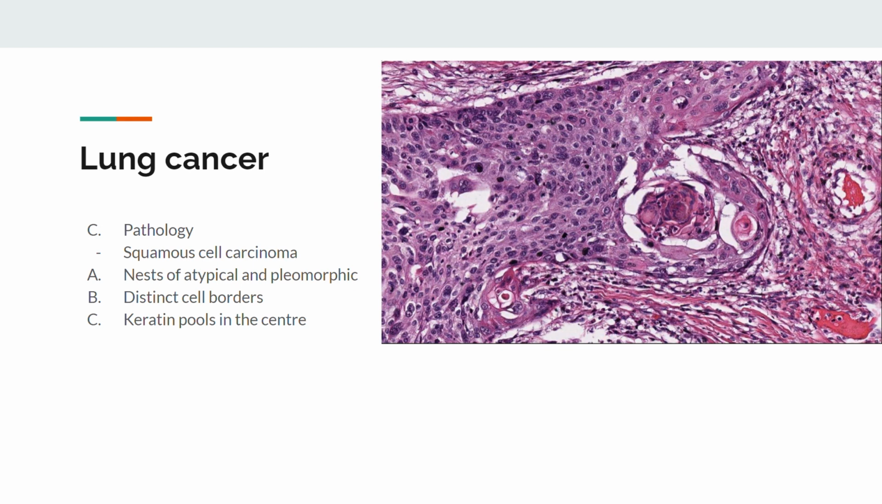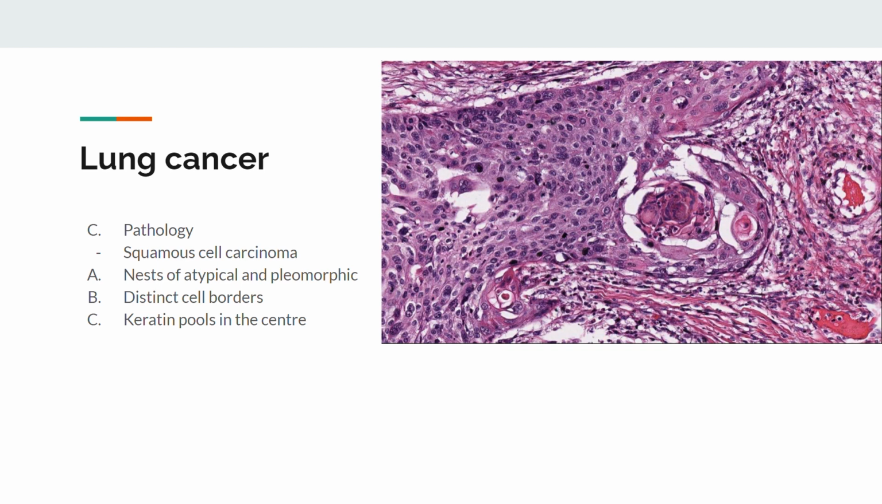So now we're just going to get into some pathology. This is the third thing you need to know. It's the pathology, what they actually look like. So the first thing on the right, we've got a squamous cell carcinoma. How you can tell this is a squamous cell carcinoma, and this is what you need to know for the pathology exam, is you have nests of atypical or pleomorphic cells.